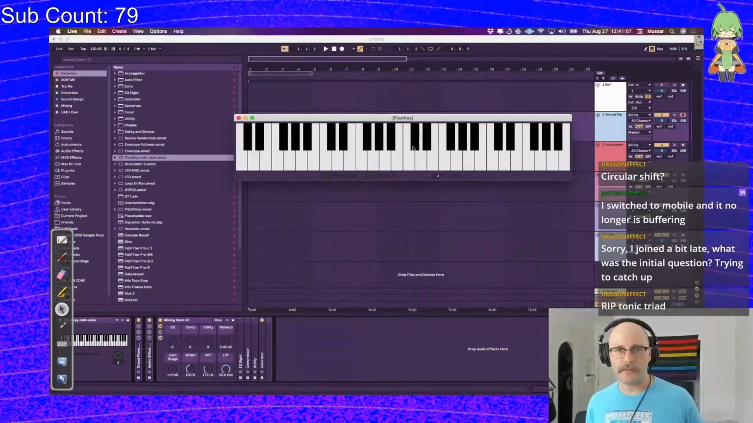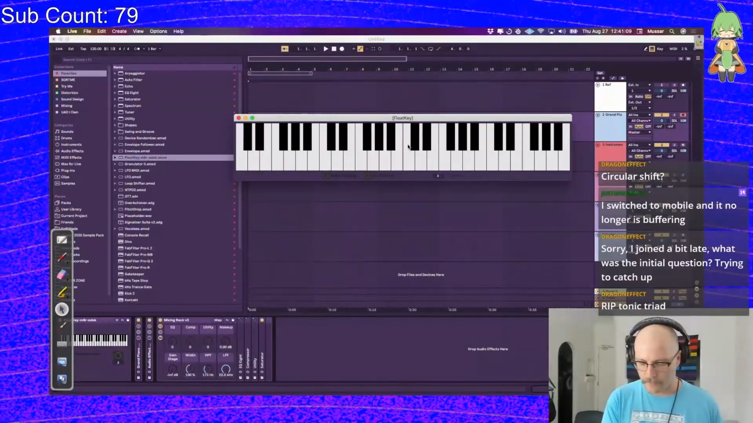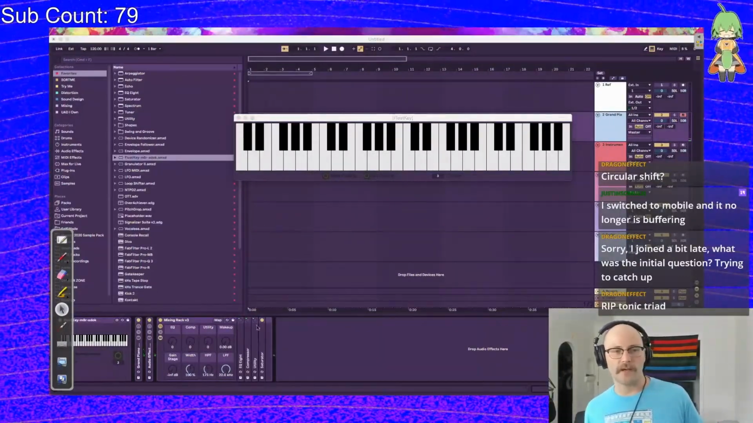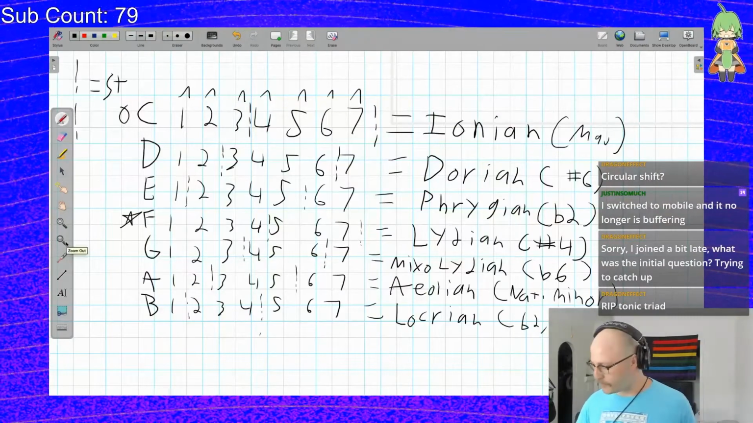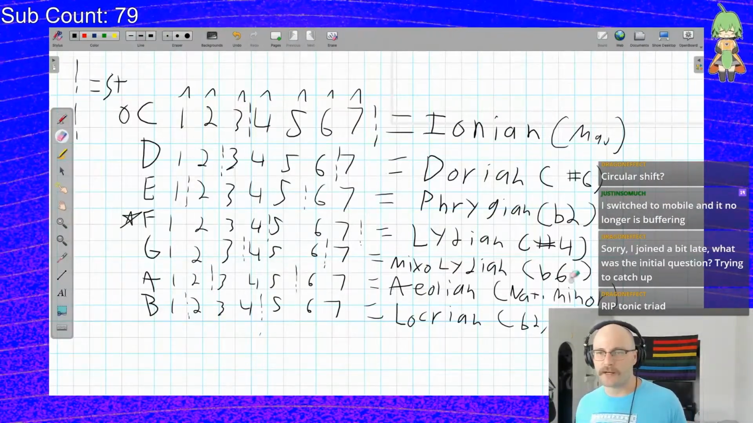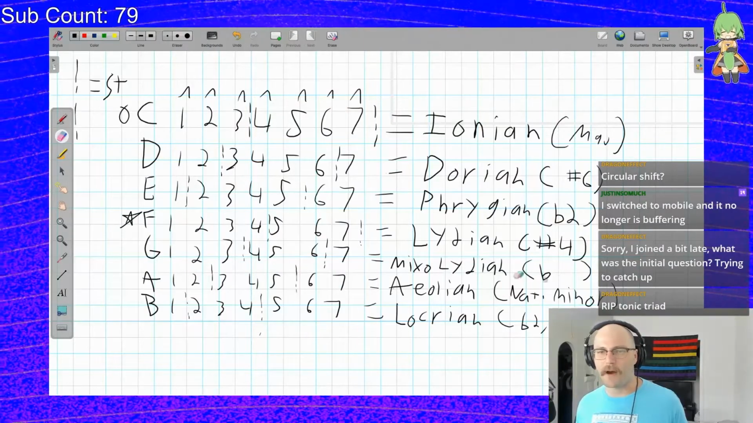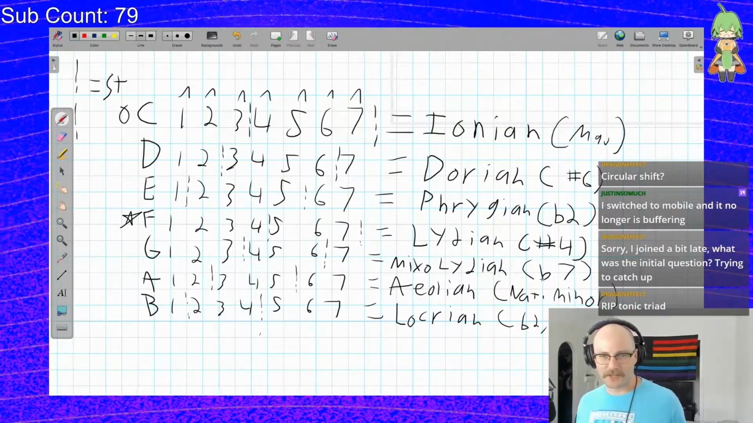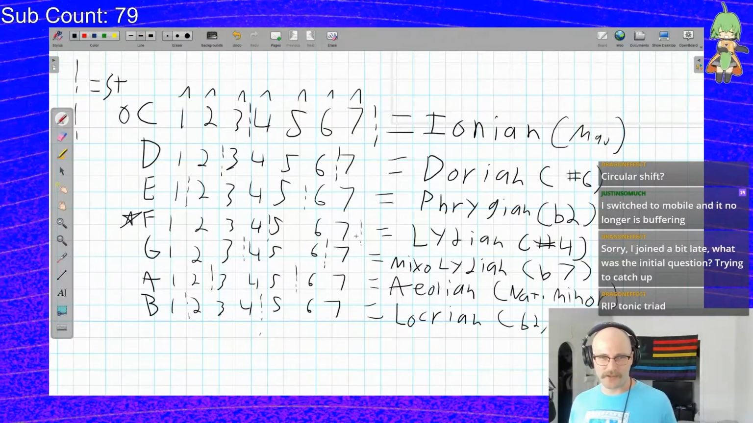Now, I just realized I might have messed something up. Not on Locrian, I messed up one thing on Mixolydian, excuse me. I apologize. Mixolydian is not a flat 6, Mixolydian is a flat 7. I apologize for that. I mixed up the two because of where this was.